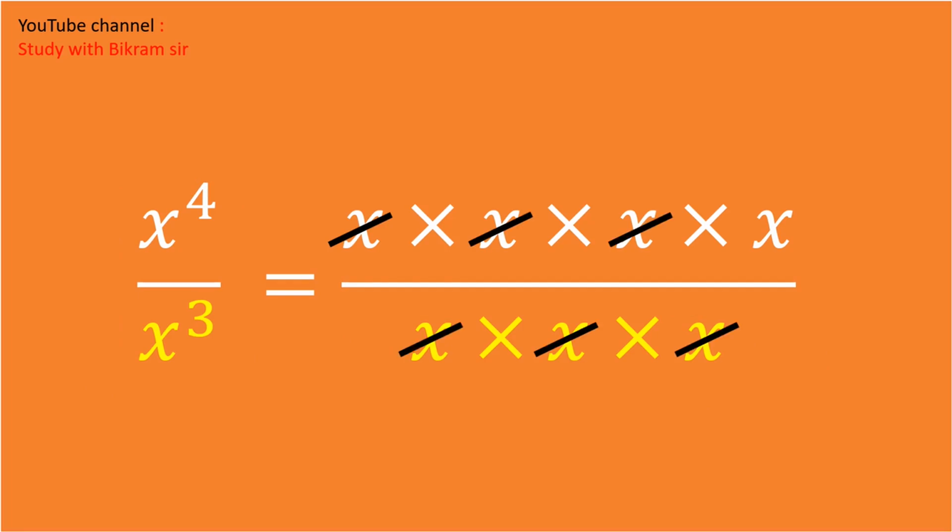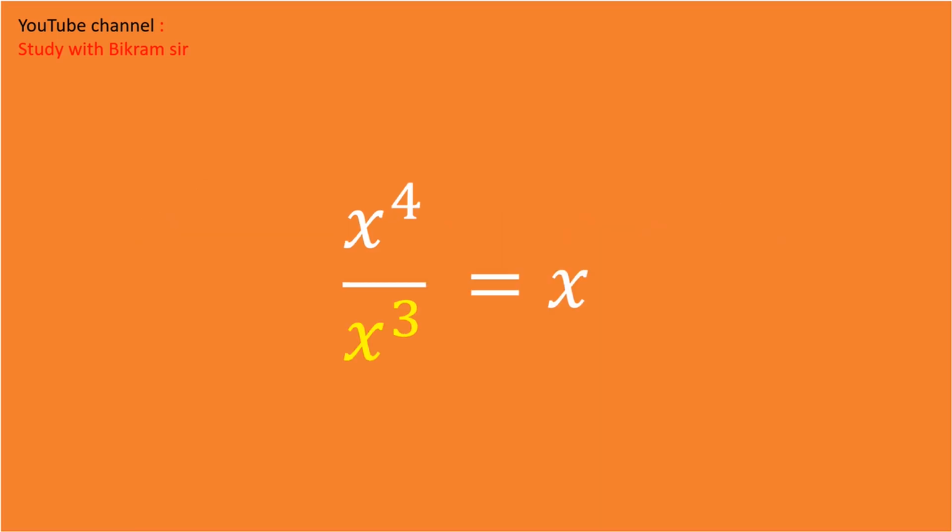So finally there is only one x left on the right hand side, so we can clearly say that x to the power 4 divided by x to the power 3 is equal to x. You can clearly see here there is only one x, and we can't see a power on it.